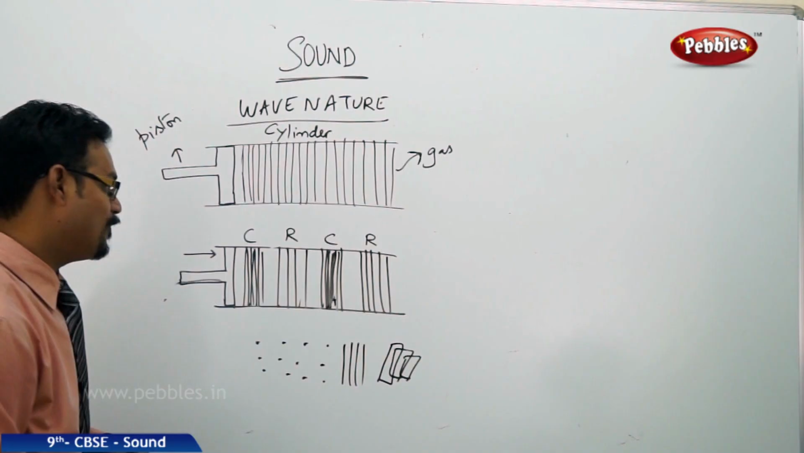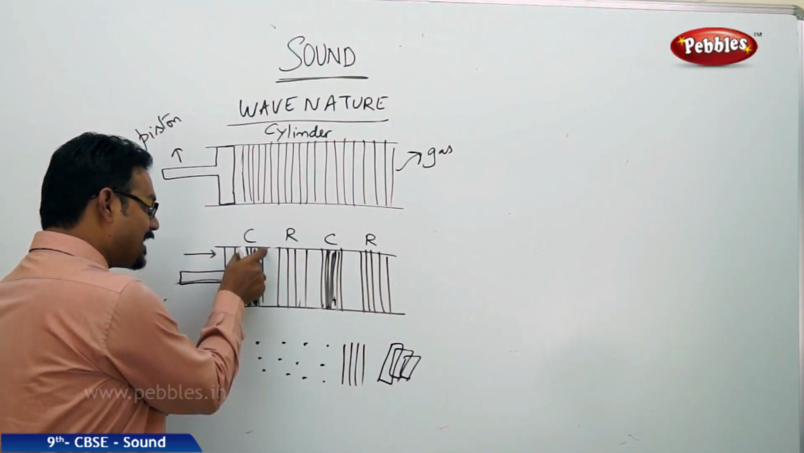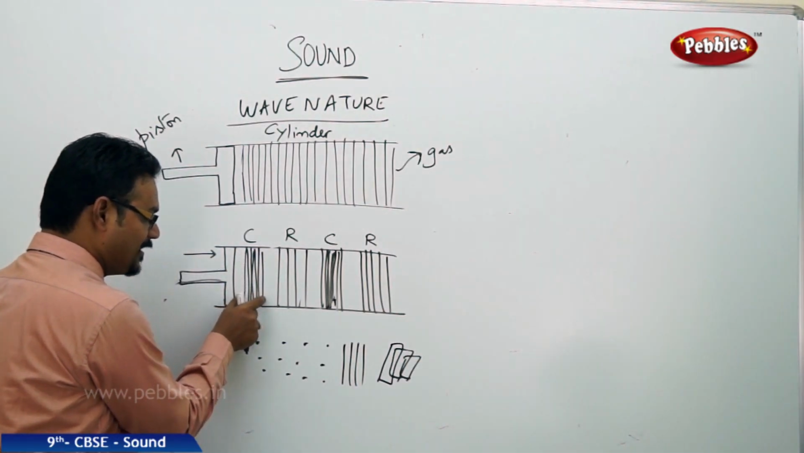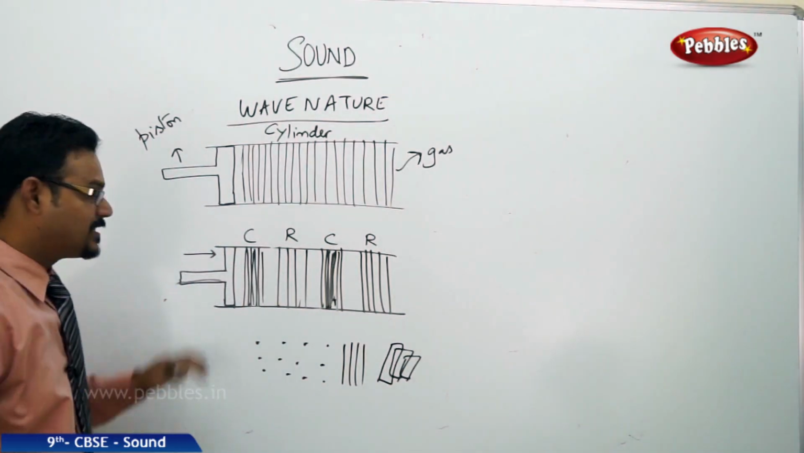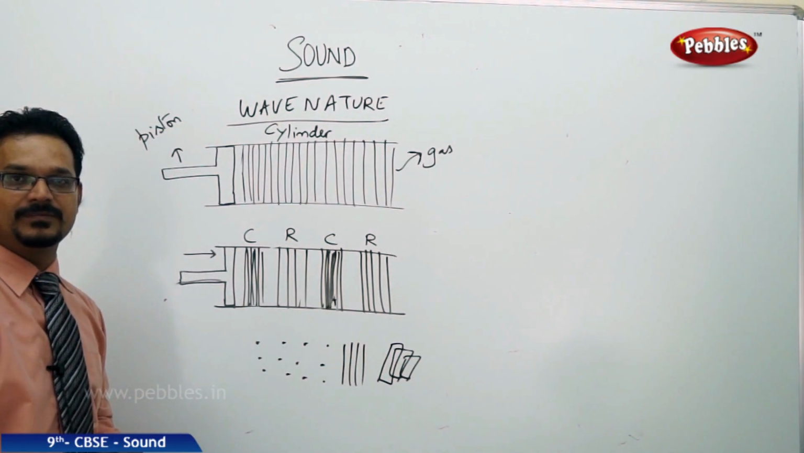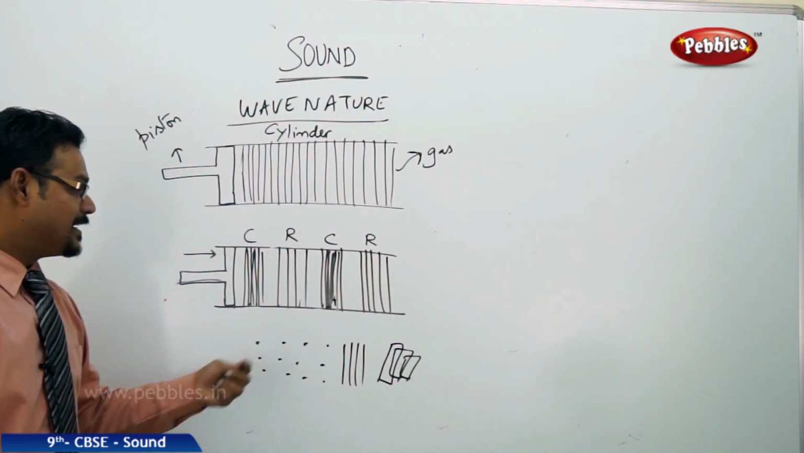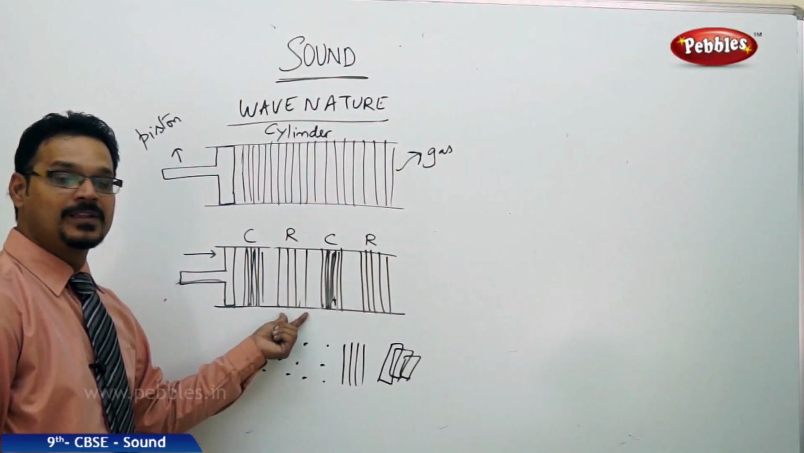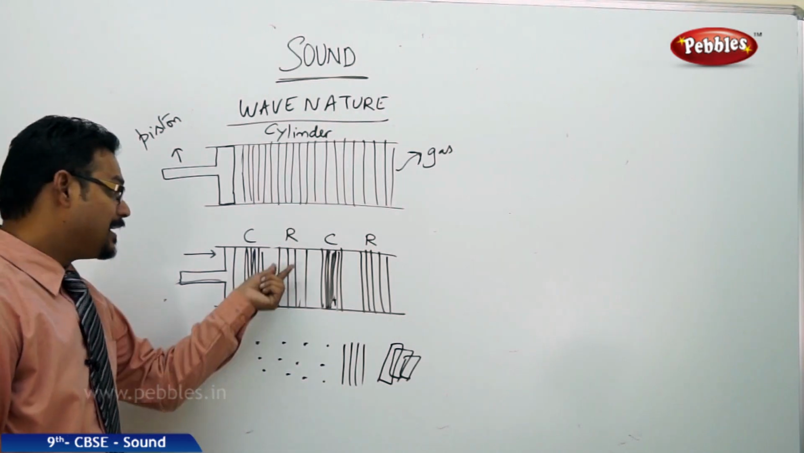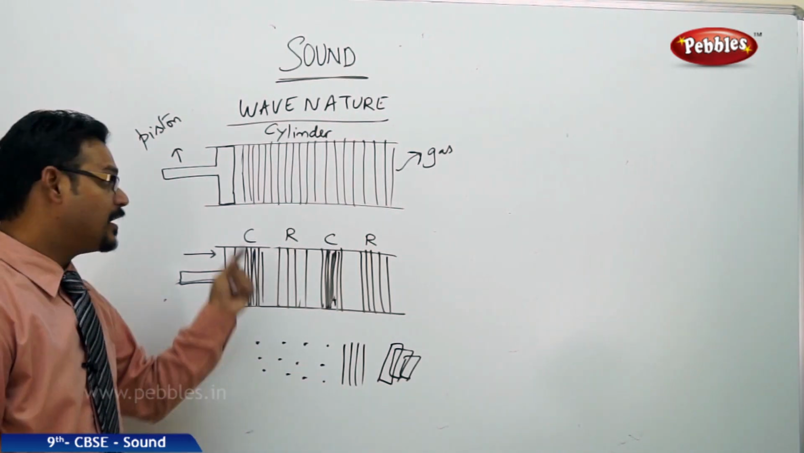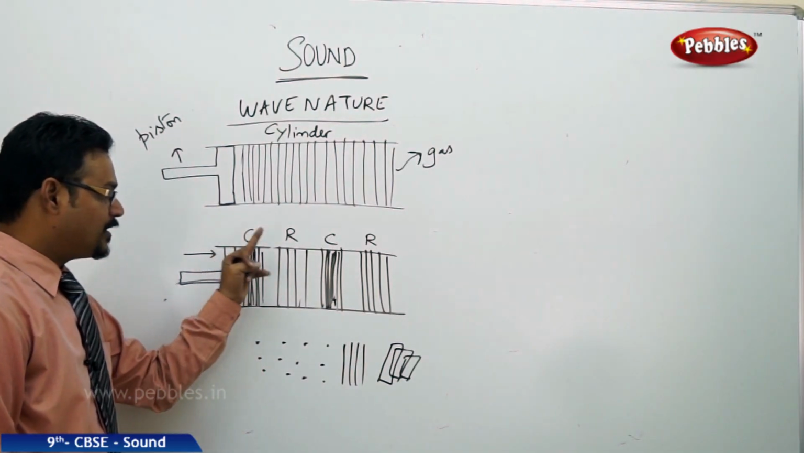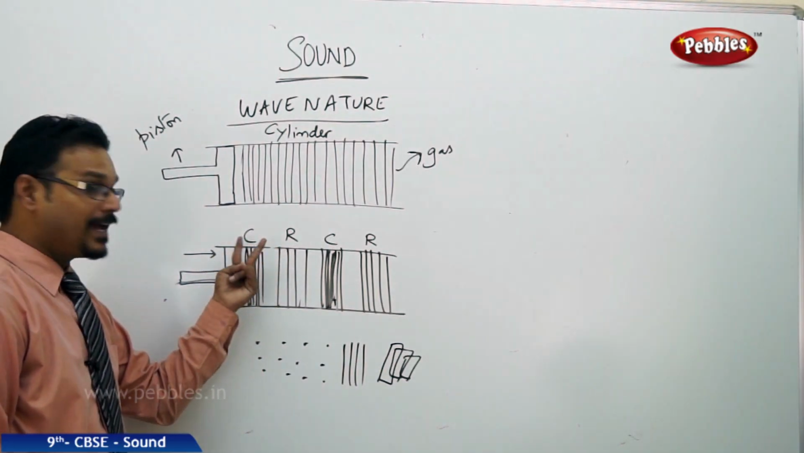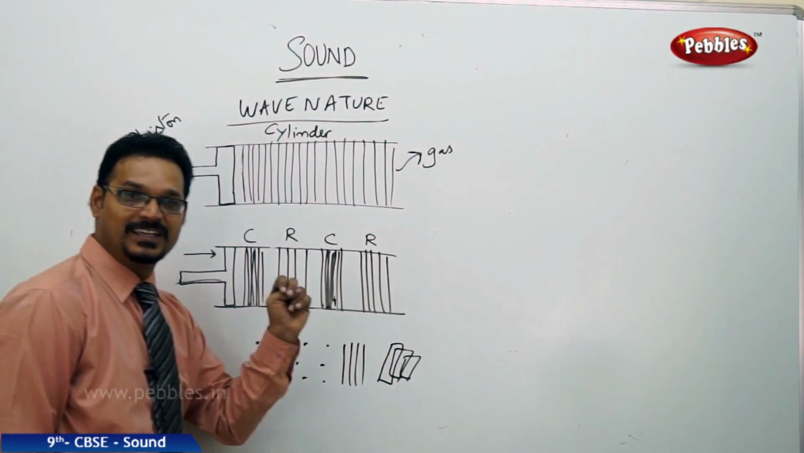Okay. So the region which has high pressure or high density is called compression, represented by the letter C. The region which has less pressure, less density is called rarefaction. Now see in this diagram, compression and rarefaction are arranged alternatively.